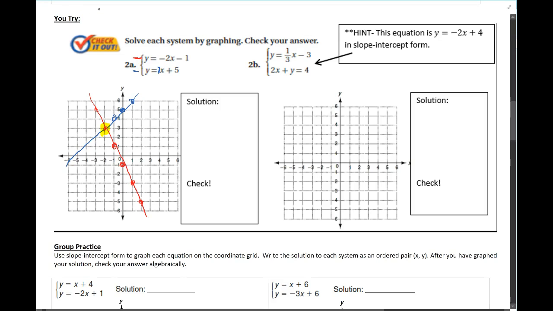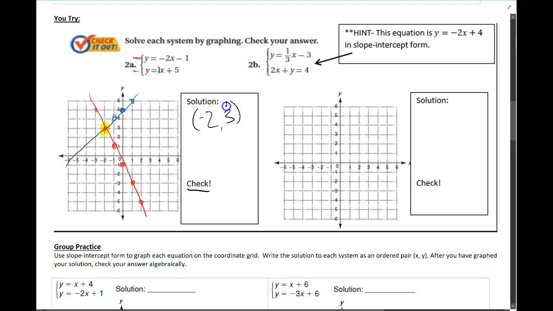It is the solution to this system of equations, which in this case is -2, 3. -2, 3. Where it says check, this is what you're going to run through with your students. Check means check this algebraically and see if it makes sense.